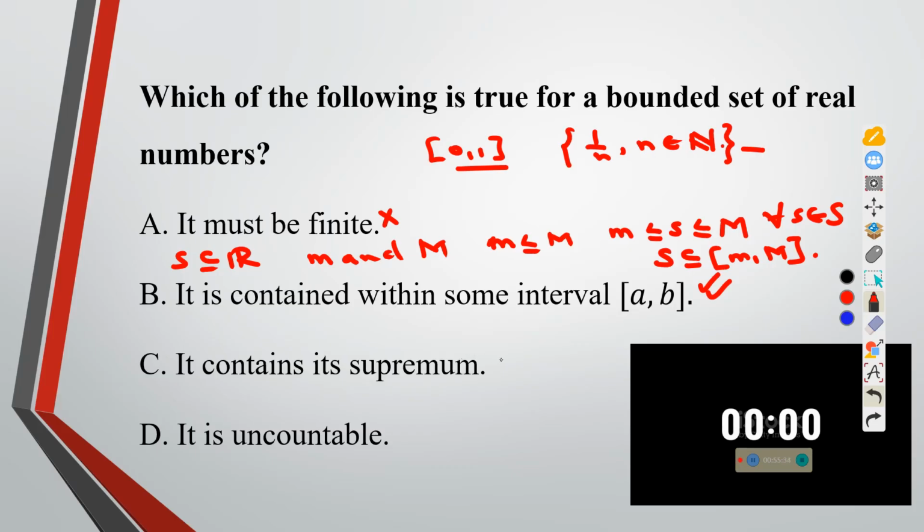It contains its supremum. Okay, so a bounded set has a supremum. Then, however, the supremum might or might not be part of that given set, so this might not necessarily be true. Then it is uncountable. This might not necessarily be true. So basically, it is contained within a given interval, and that will be the answer.